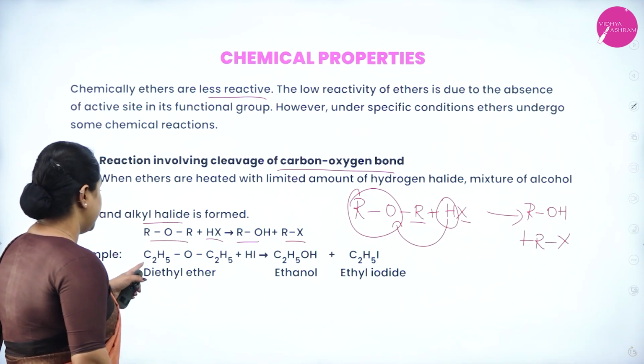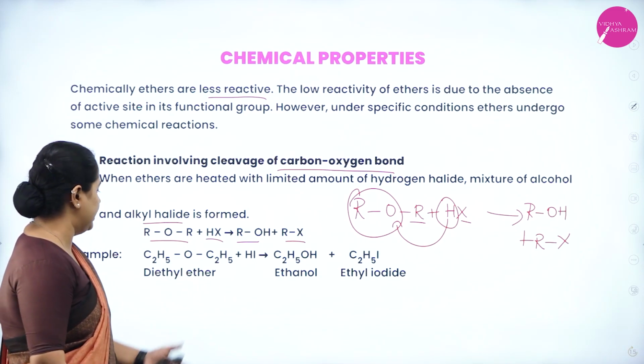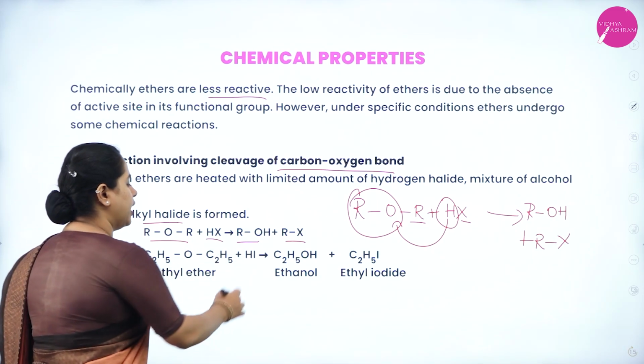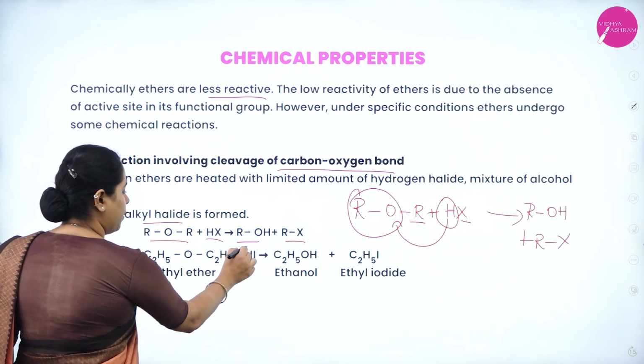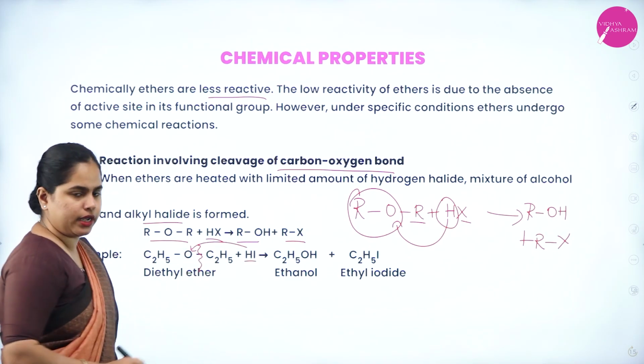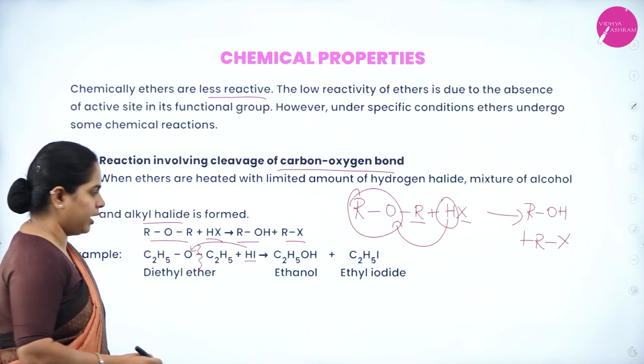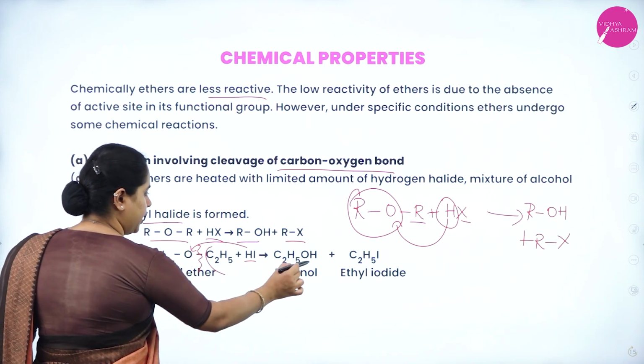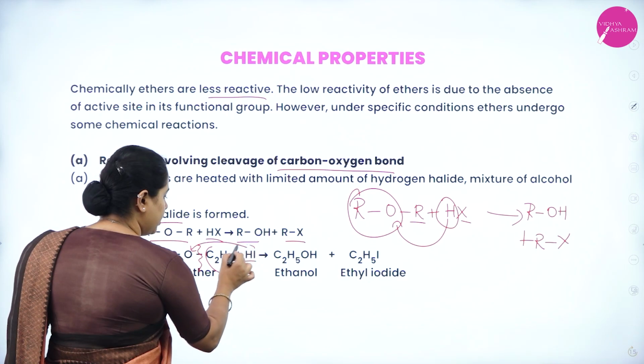Clear? Now C2H5OC2H5, diethyl ether, we have taken here, reacts with hydrogen iodide. So what is going to happen? This hydrogen is going to attach here. This oxygen-carbon bond will break. So C2H5 will separate, to which the iodine will attach here.